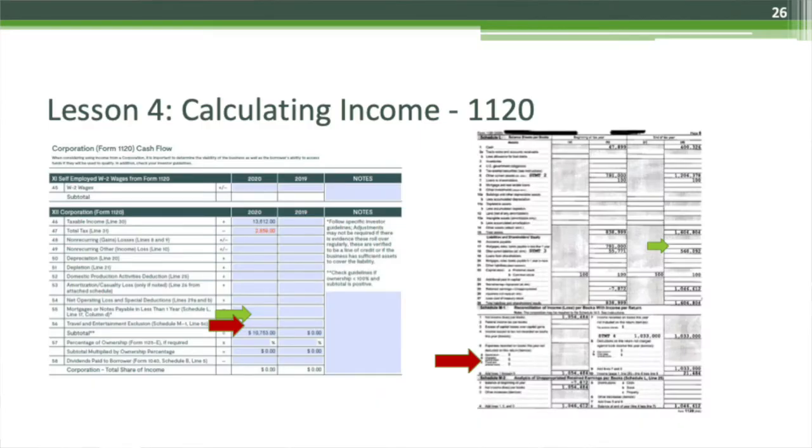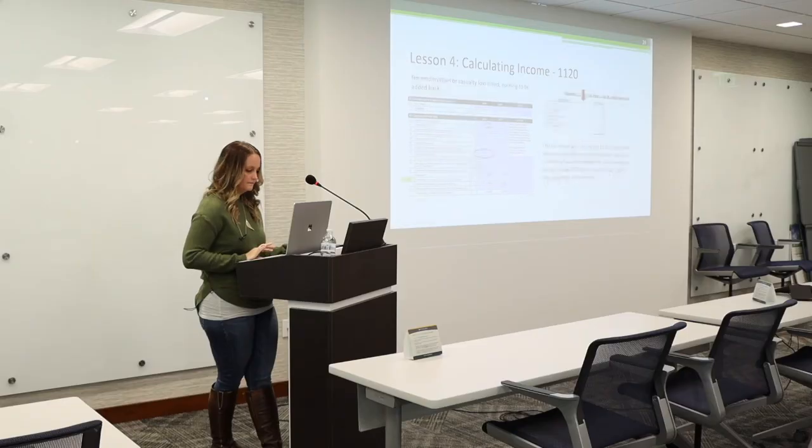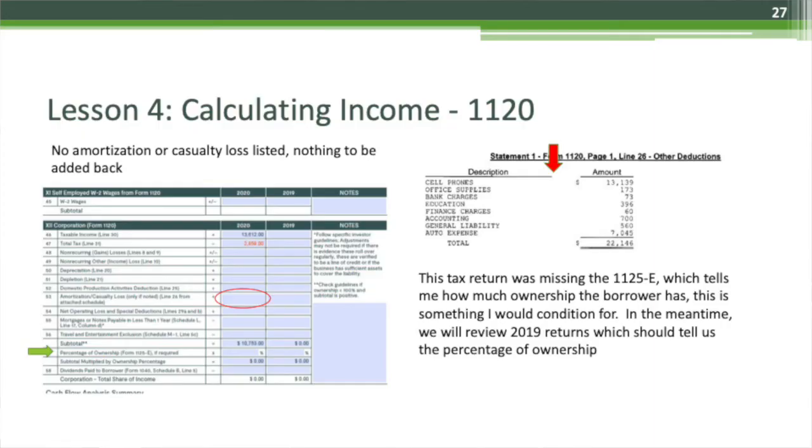So again, mortgages, notes, bonds payable less than 1 year. This is Schedule L, line 17, column D. There's nothing there. Travel and entertainment, and 1, 5C, and there's nothing there. All right, amortization. This is the federal statements. As you can see, you don't see amortization listed there, so there's nothing that we can add back from that section.